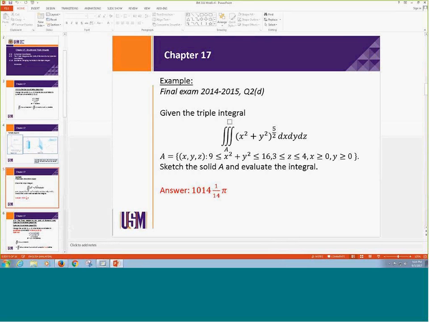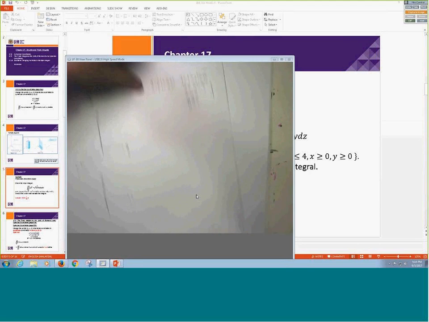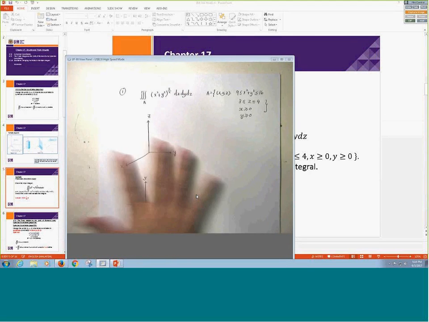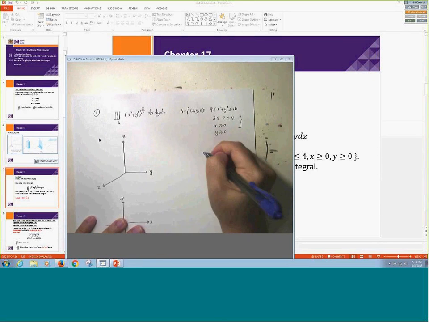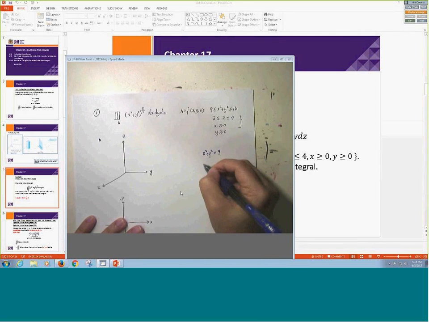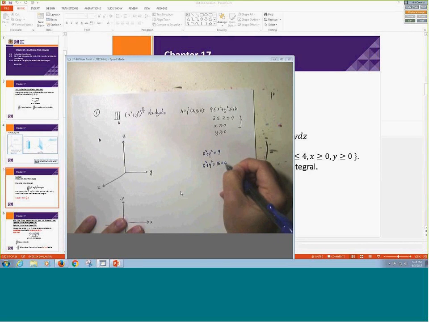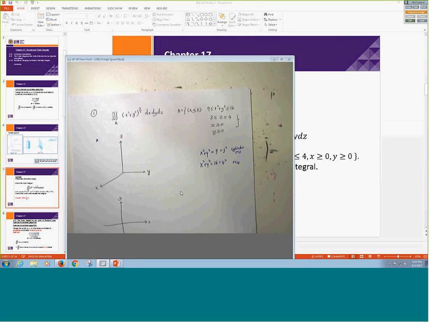Okay, so we want to sketch the solid A. When we have x squared plus y squared equals 9 and x squared plus y squared equals 16, this is actually a cylinder, one with radius 3 and one with radius 4. And the solid is in between these R3 and R4.